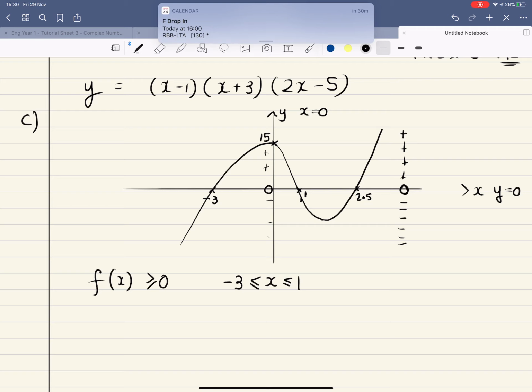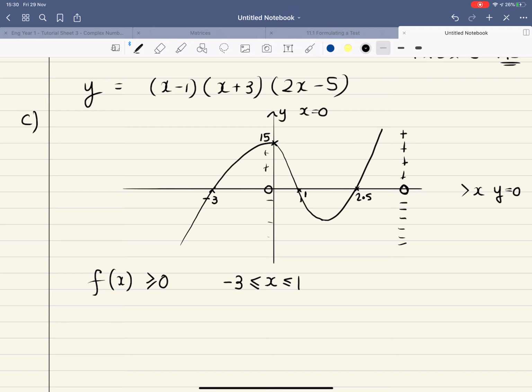What happens, you see, down here, all these are more negative than minus 3, but the cubic's always going to be down here, on the negative side. And between 1 and 2.5, it goes below the axis as well, into the negative. So the other place is x is greater than or equal to 2.5.